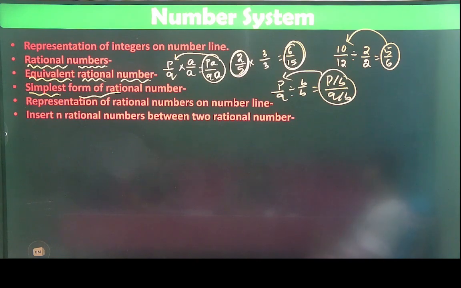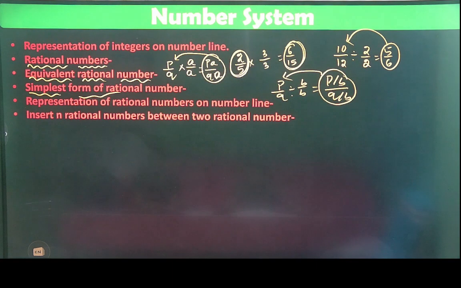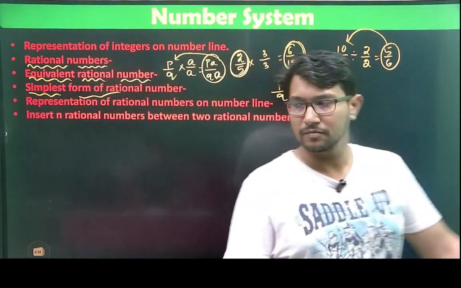A number which can be expressed in the form of P by Q, where P and Q are integers and Q is not equal to 0, is known as a rational number. We have discussed some examples. Write down: 2 by 3, 5 by 7, minus 3 by 4, 0, 1, 2, 5, 9, 7. All integers are rational numbers. Clear? Tell me, clear or not?